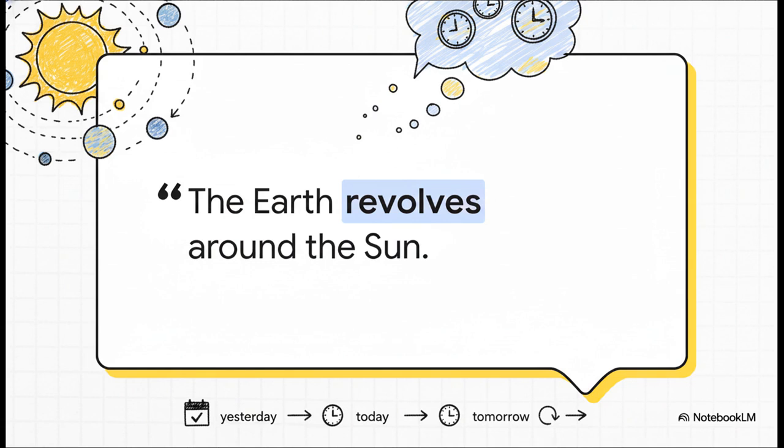Think about it. My teacher taught me years ago that the Earth revolves around the sun. Did that fact stop being true after she said it? Nope. It's always true. It's a timeless fact. So we don't backshift it. We keep it in the present tense because it's just as true now as it was then.